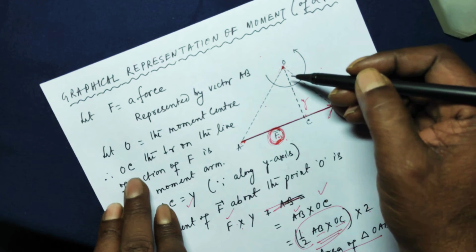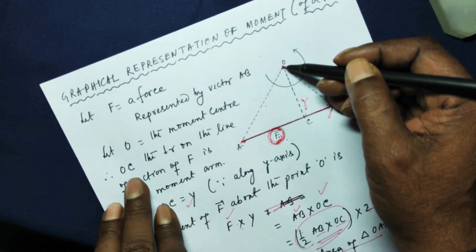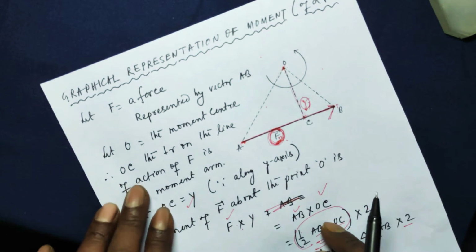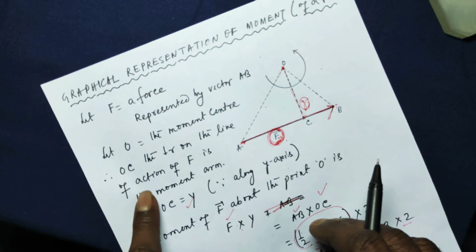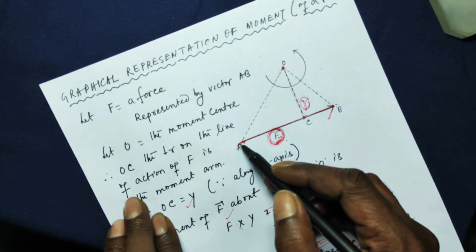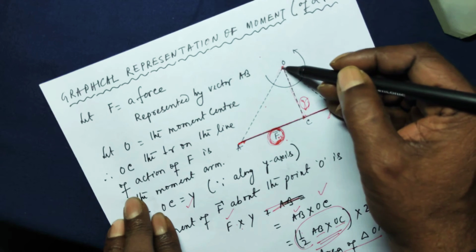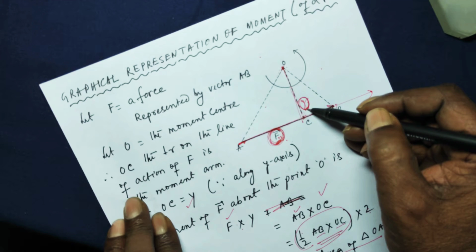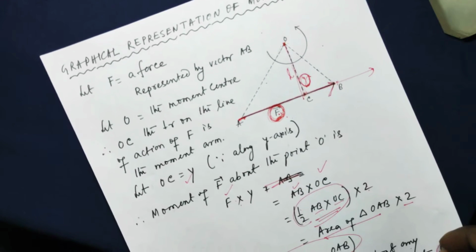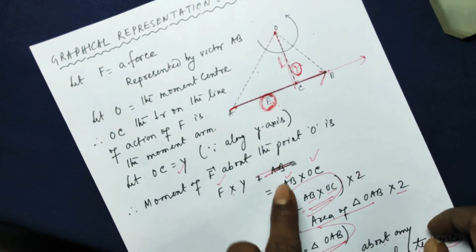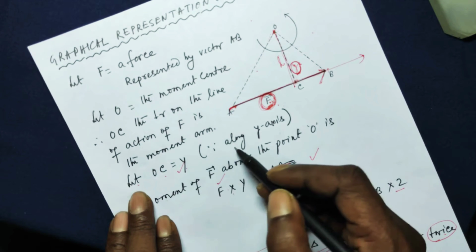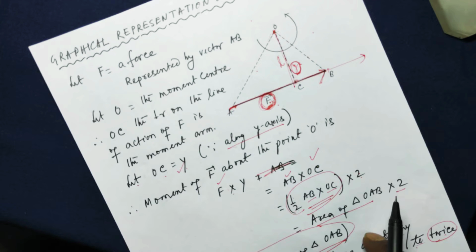So what do I do? I need a perpendicular distance, so I draw a perpendicular. Let this length be equal to y. Therefore OC is the perpendicular on the line of action of this force. This F is the line of action of this force, to this side. This is the perpendicular distance which I have taken as y. You can take it as x, you can take it as L, no problem. I have taken it as y because it is along the y axis. Now let OC be equal to y.